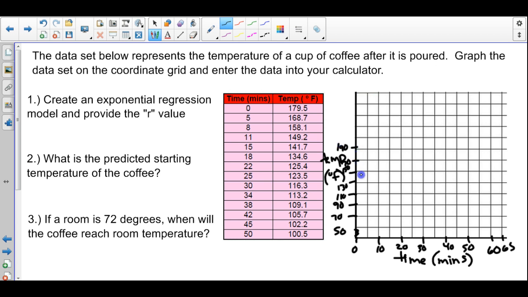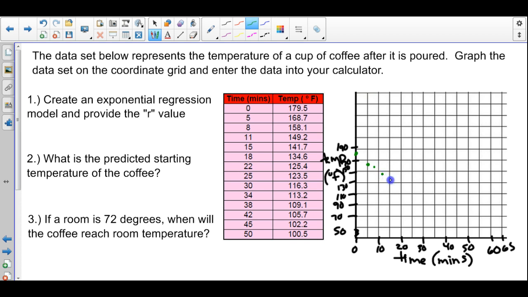And what we're going to see is a curve coming straight down. So I'll start making my points. At 0, I'm at 179.5, so it's somewhere around here. At 5, I'm at 168. 8 is somewhere between 5 and 10, and I'm at 158. The next point at 11 is the one that drops below 150 degrees.